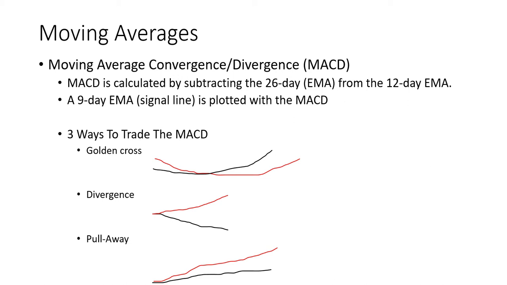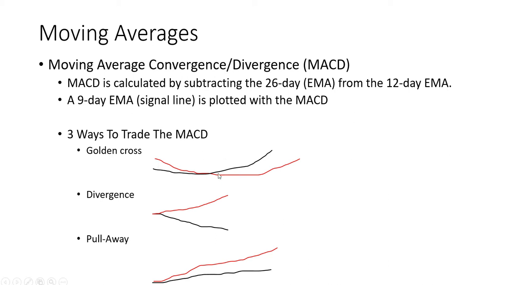Now, there are three ways to trade the MACD. I'm not going to get too into the last two. We've already talked about the golden cross a bit, and I'm going to talk about them more here shortly. But there are two other things to note when looking at the MACD. In this case, with the MACD, the black line is going to represent our MACD, and the red line will represent our signal line.